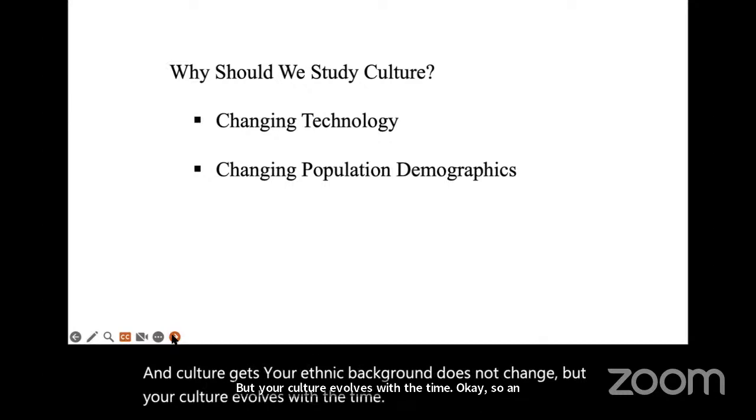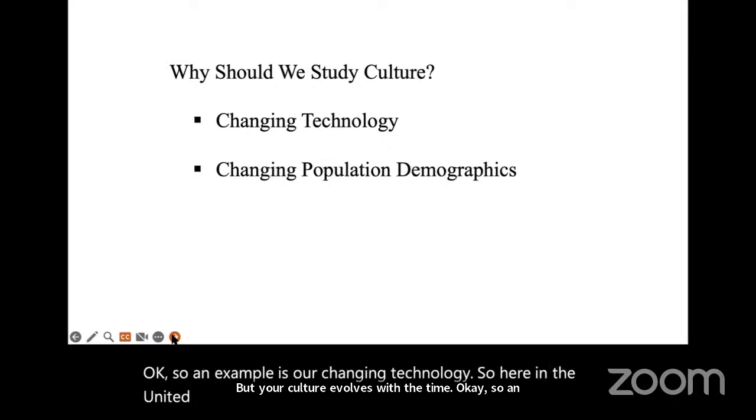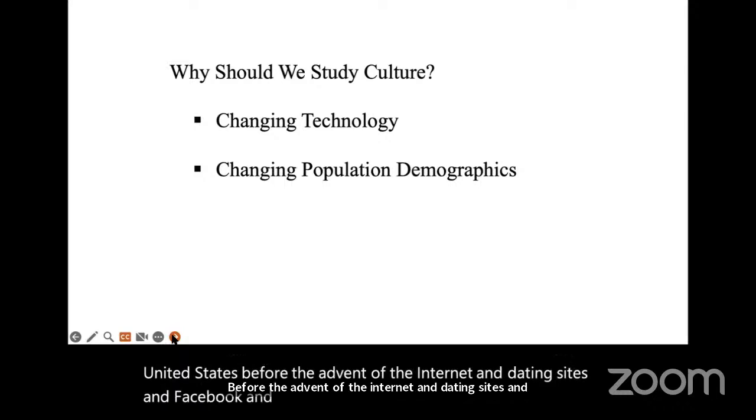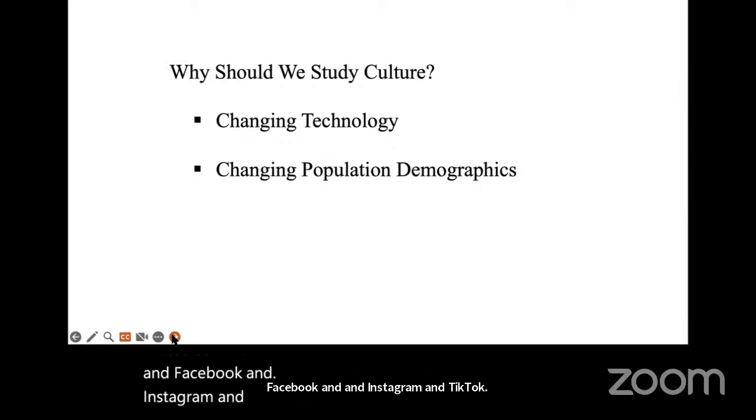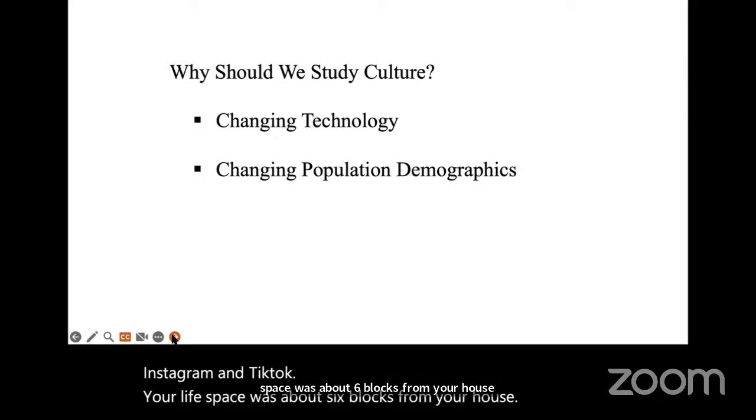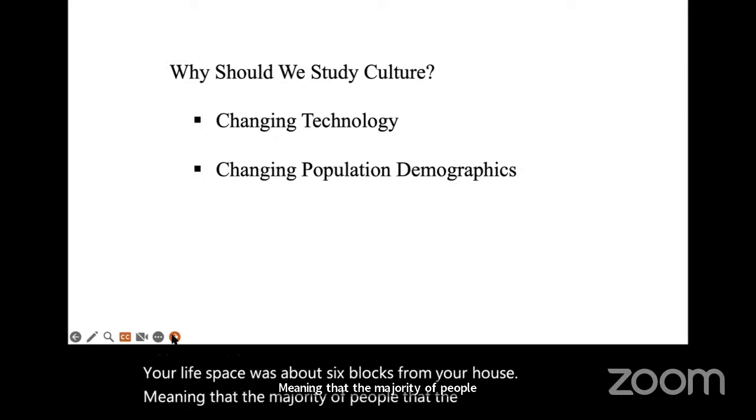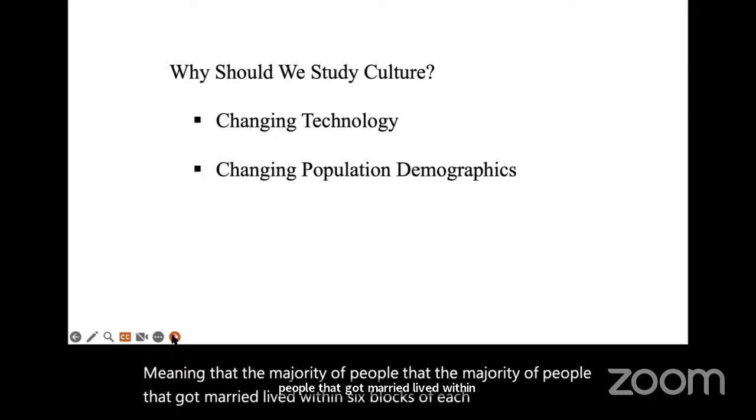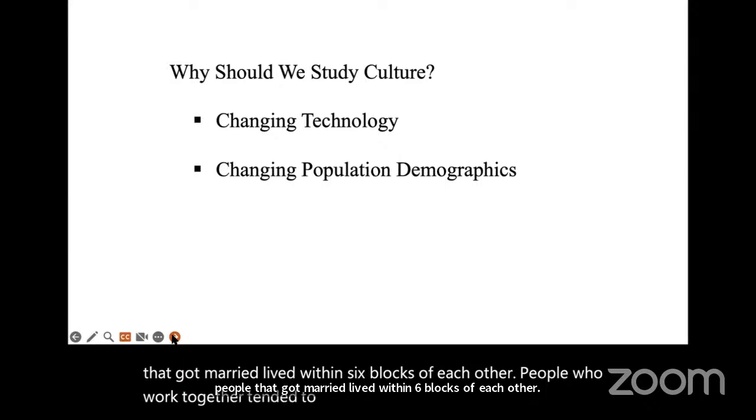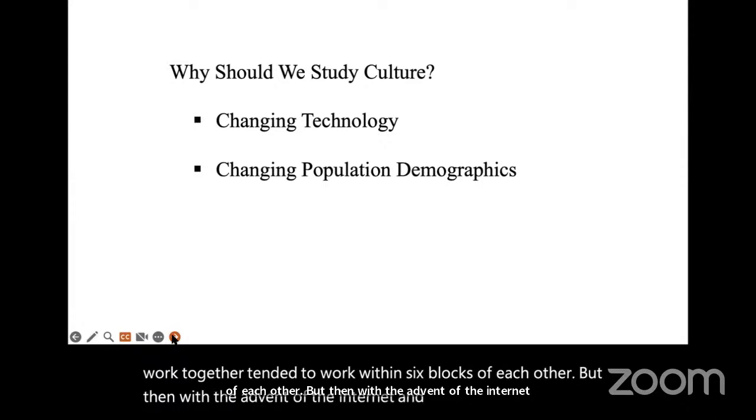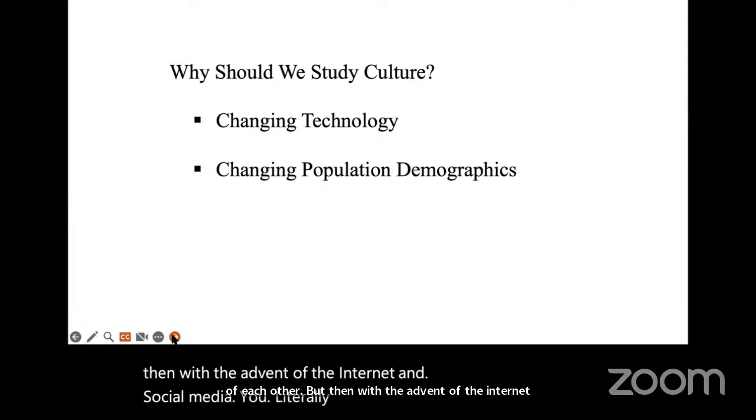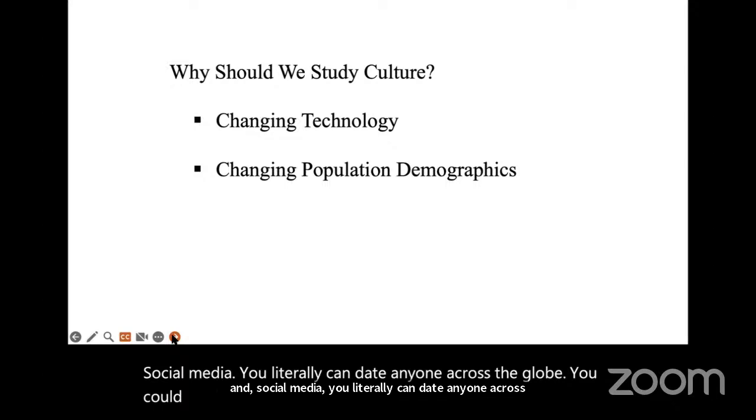So an example is our changing technology. Here in the United States, before the advent of the internet and dating sites and Facebook and Instagram and TikTok, your life space was about 6 blocks from your house, meaning that the majority of people that got married lived within 6 blocks of each other. People who worked together tended to work within 6 blocks of each other. But then with the advent of the internet and social media, you literally can date anyone across the globe. You could be dating someone in France, for example, right now, because of the changes in technology.